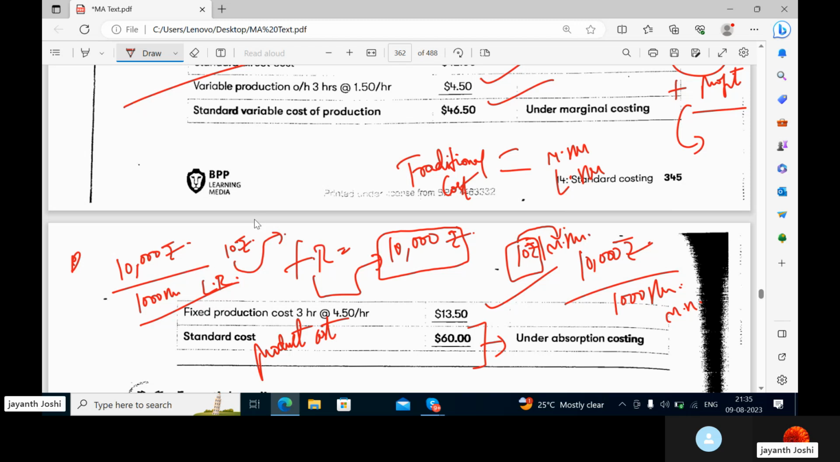Okay, that's the reason why we say 10 rupees for one labor hour, 10 rupees for one machine hour. For one hour if the machine is working, the factory rent we are paying is 10 rupees, or for one hour if the labor is working, 10 rupees is the factory rent which we are paying, and this we are paying to make the product.